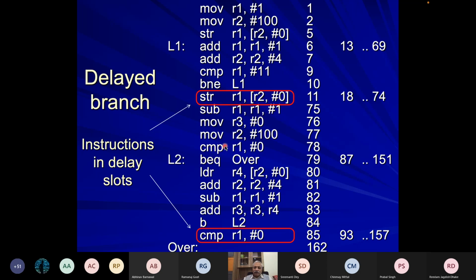So how do I indicate that the implementation has delayed branch? A compiler is generating code for a certain version of a processor, and it has to know that. If you are running on a simulator which is not implementing delayed branches, ARM sim is not simulating delayed branches.